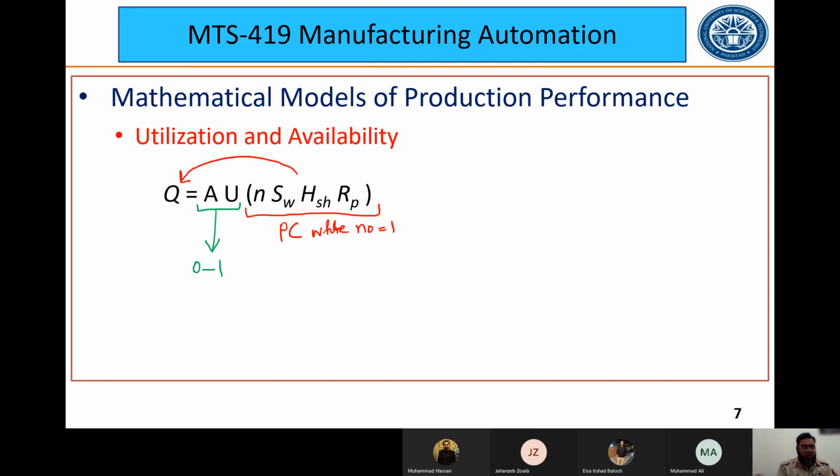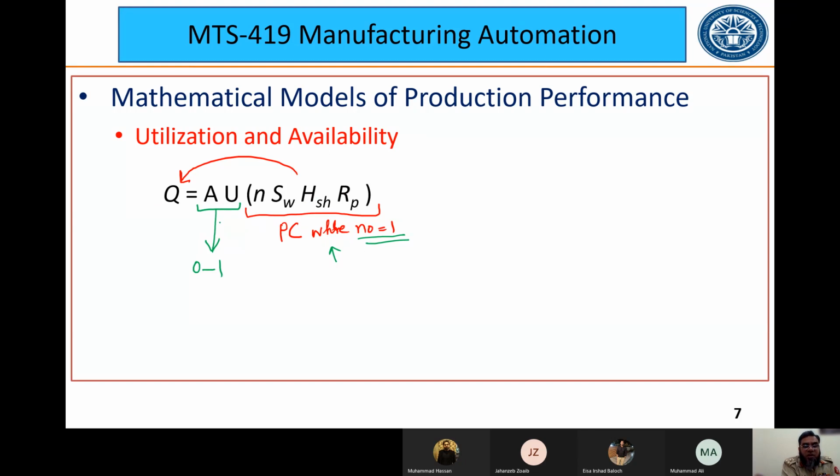We are now in fact modifying our mathematical models. So you know that we already had defined the plant capacity with this formula, where number of operations was equal to 1. So now the quantity which we want to produce would actually depend upon the availability and utilization. You have a plant capacity, and that plant capacity will be subject to the availability and utilization of the machine. So this plant capacity multiplied by these two terms would actually give you the quantity which you are producing.